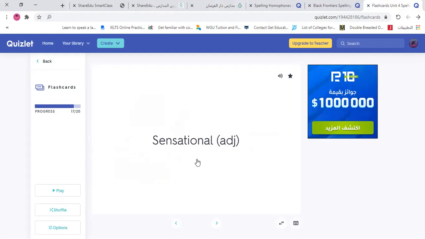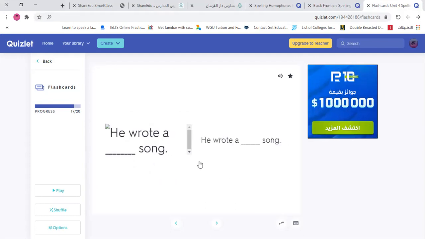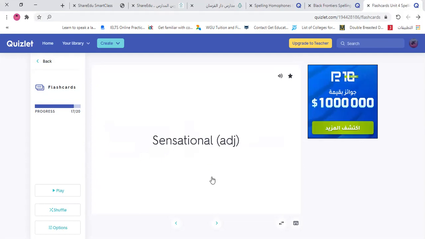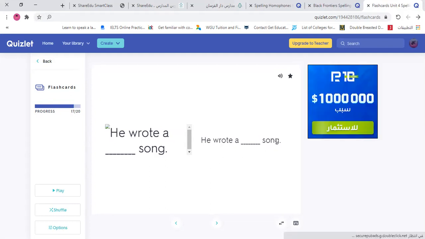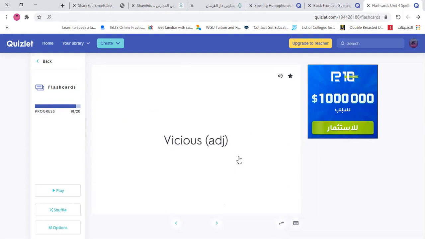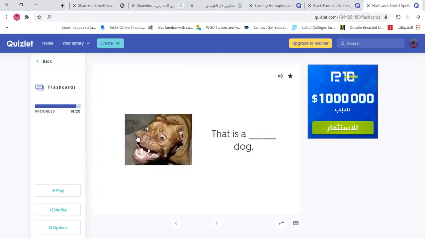Sensational. Sensational, it means what? It means that it has some sense in it and it has some memories in it. He wrote a sensational song. Very nice and emotional. Vicious. This dog is very vicious. He's angry and rages and he can hit somebody or kill somebody. So vicious means very angry and very aggressive.